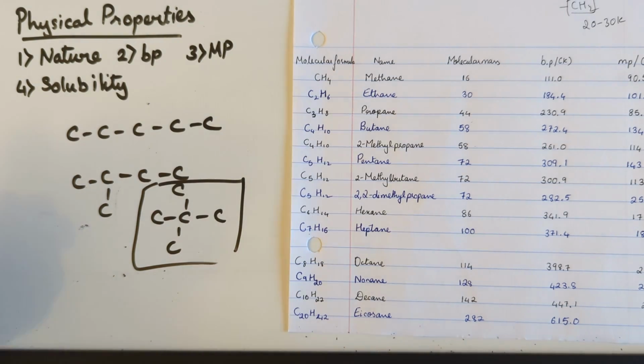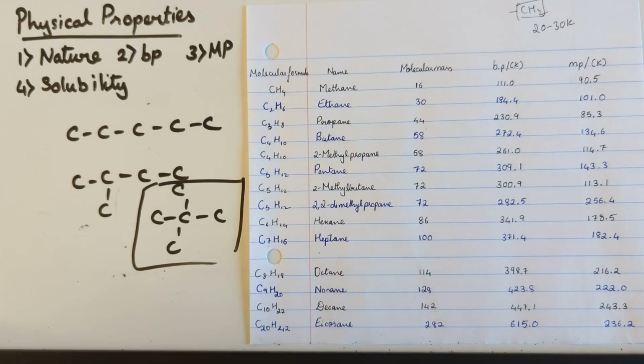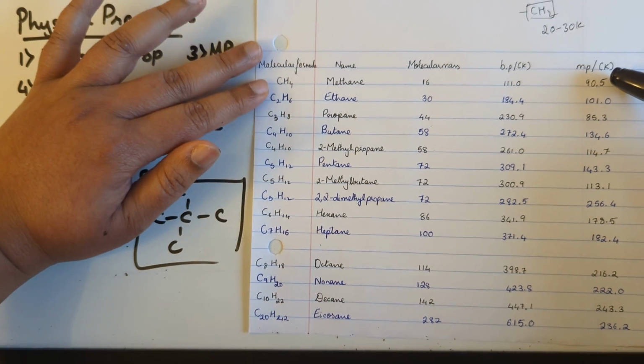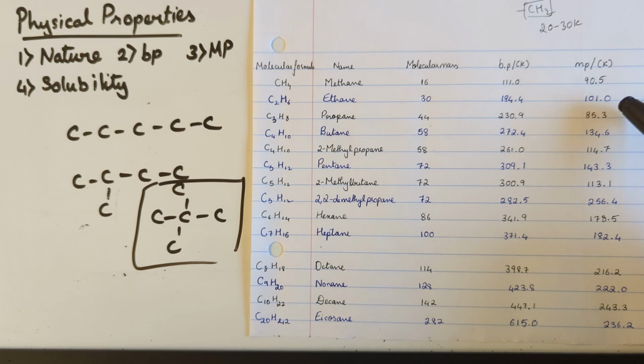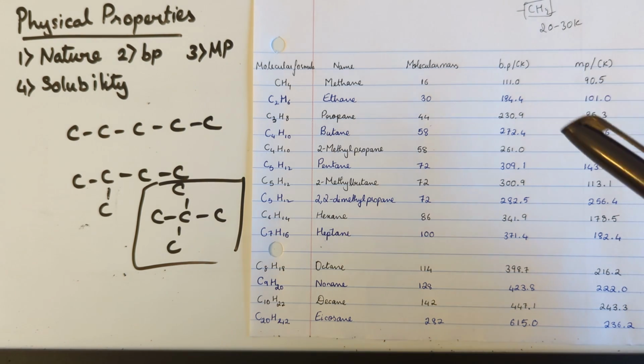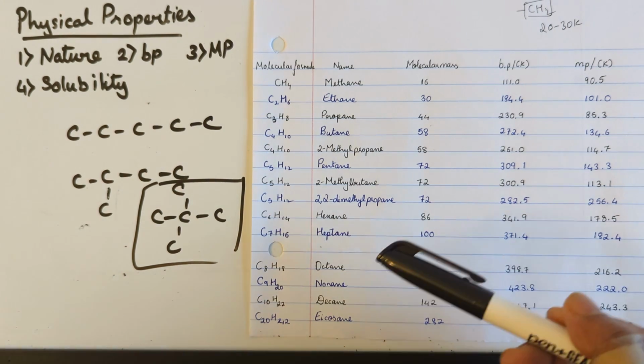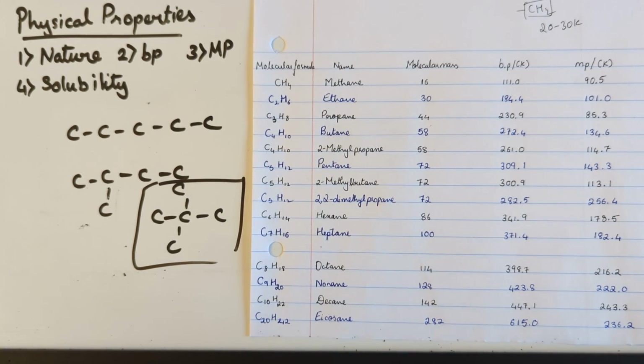The next is the melting point. Look at these values over here. It starts with 90 for methane. It seems to go up to 101 for ethane, and then it goes back down for propane, that is 85.3. So if you notice, for boiling point, we just said as we go down the series, as the molecular mass is increasing, as the number of carbon atoms is increasing, there is an increase in boiling point. But in this case, there was no particular order which is observed.